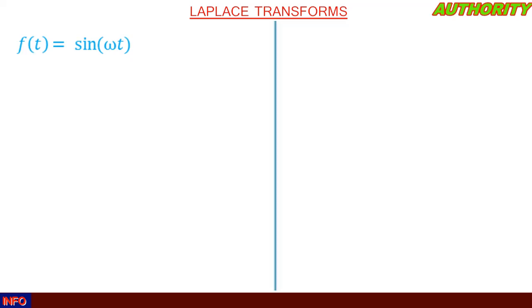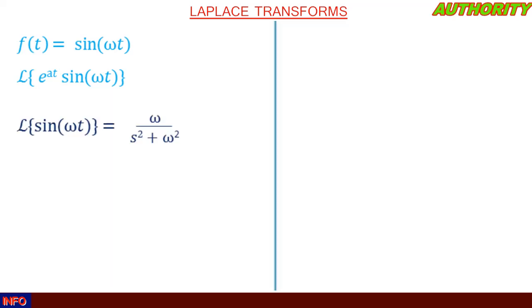That means we have the Laplace transform of e raised to the power of at sine omega t. Okay, now let's go. First of all, let's find the Laplace transform of sine omega t. The Laplace transform of sine omega t is going to give us omega all over s squared plus omega squared. I hope you know this, right? We have proved this in our previous video. Please try and watch that.